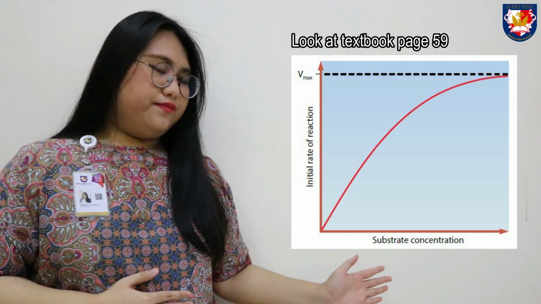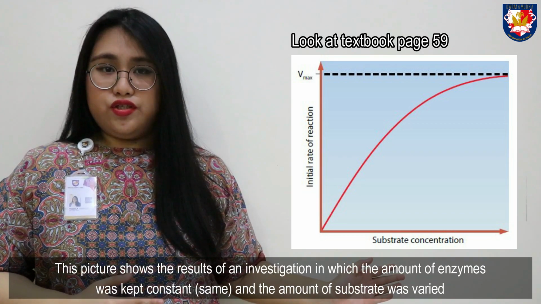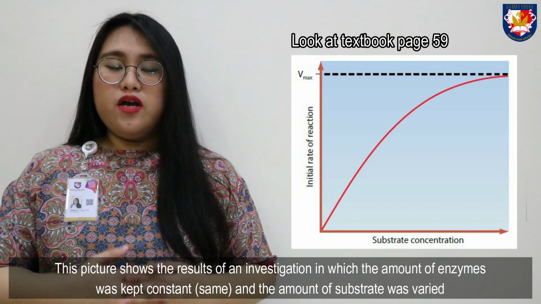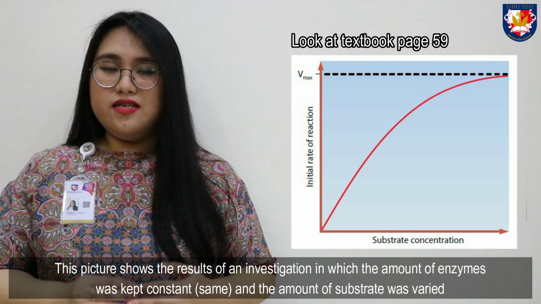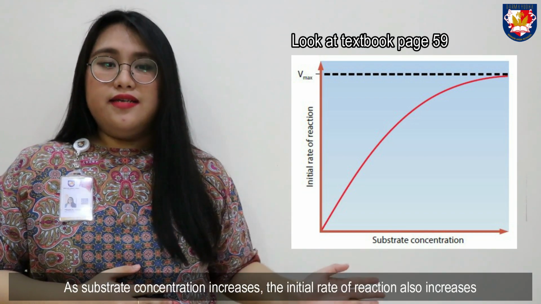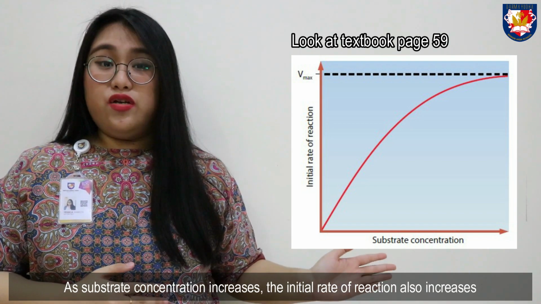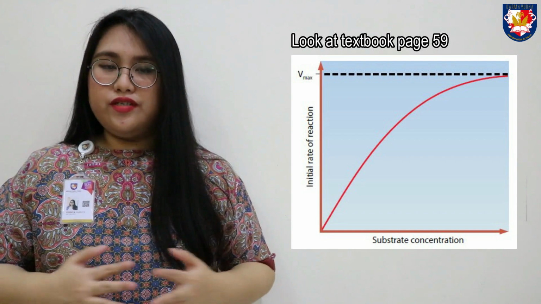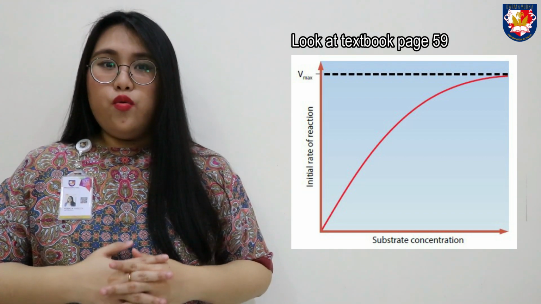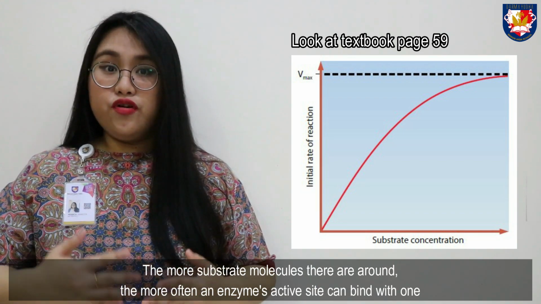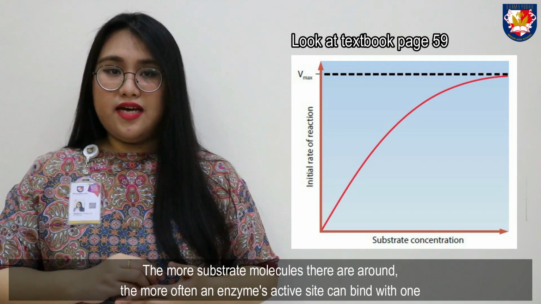Look at this picture. This picture shows an investigation result in which the enzyme concentration is kept constant while the substrate concentration is varied. As the substrate concentration is increased, the initial rate of reaction will also increase. What is the reason? Because the more substrate is around, the more often the enzyme's active sites will bind with the substrate.